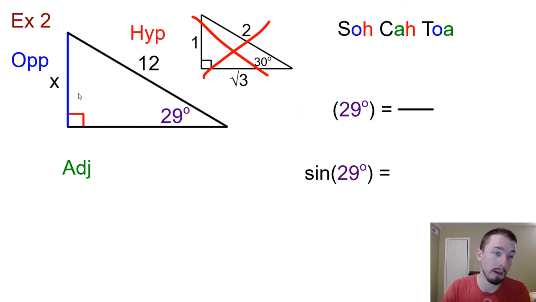So we set it up the same. We have the opposite and the hypotenuse, so we're using the sine function. So sine of 29 degrees is equal to x over 12. Now, this is how we'll be setting them up. Now, sine 29 is x over 12.